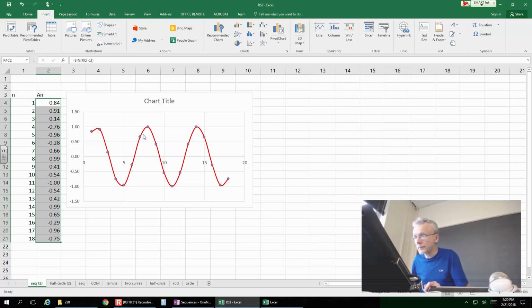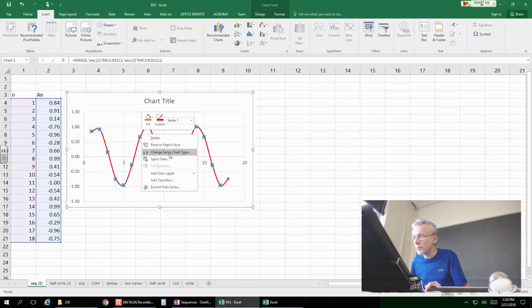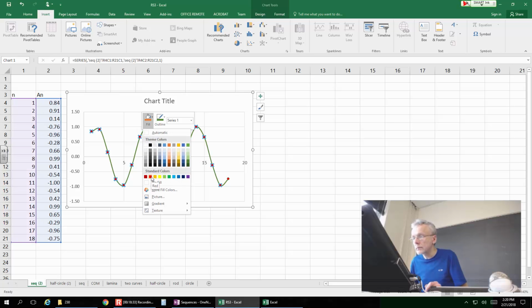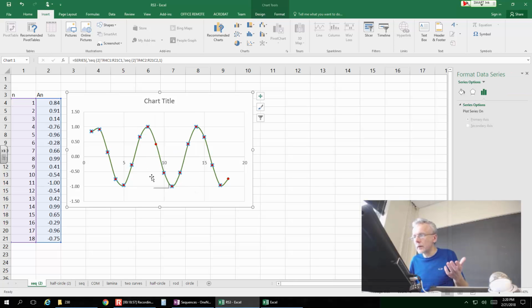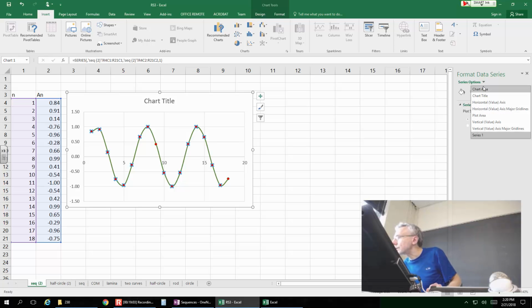In fact, I don't like this. I want to make a point clear. I just want to make it bigger. How do I make it bigger? Too many options.